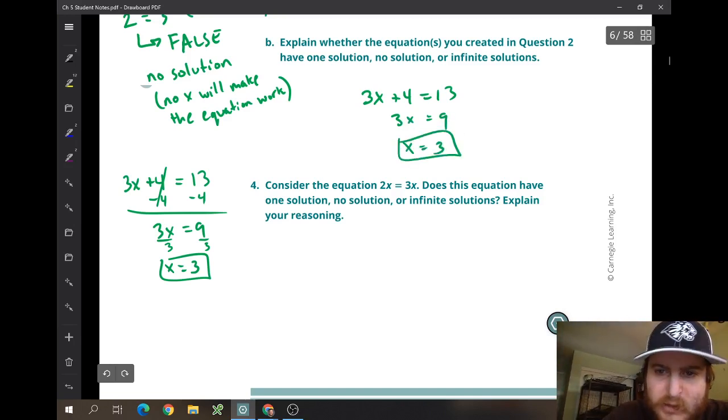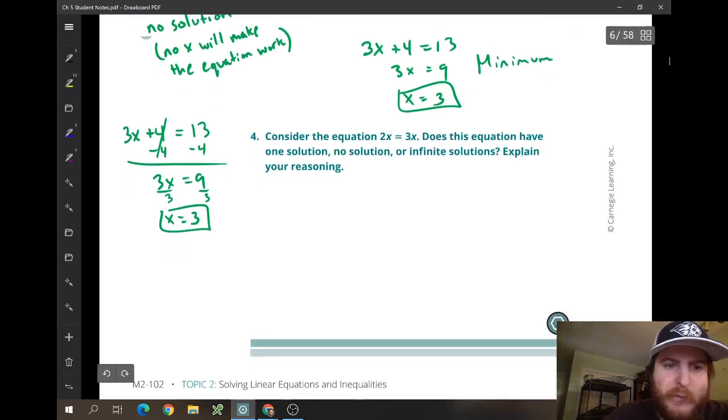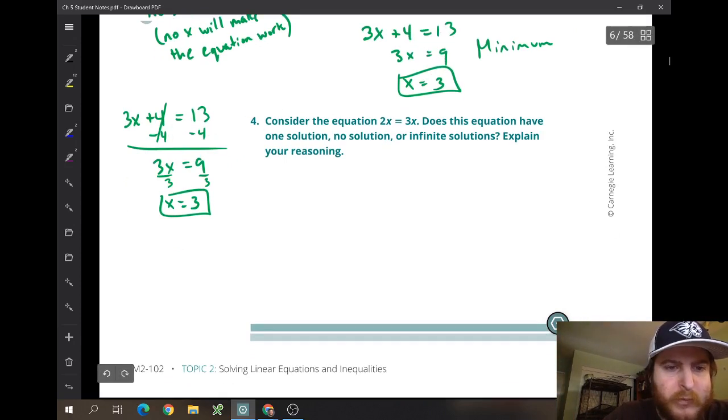And then I can divide by 3 in my head and get x equals 3. I'm okay with this, but this would be the minimum amount of work that I want you to show. I want you to at least show each step. I don't want you to try to do all of it in your head. That's too much. Personally, when we're starting off, I like to at least show the minus 4 and the minus 4, but eventually you can just write it this way. All right, so this is one solution. That's an example of one solution.